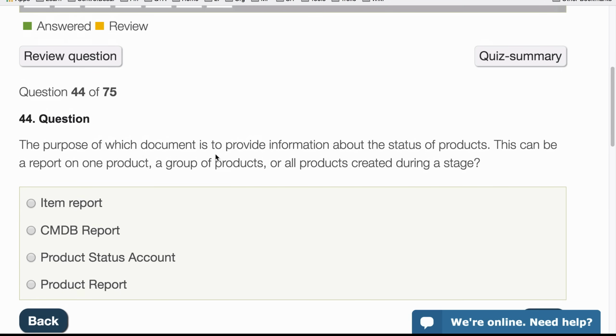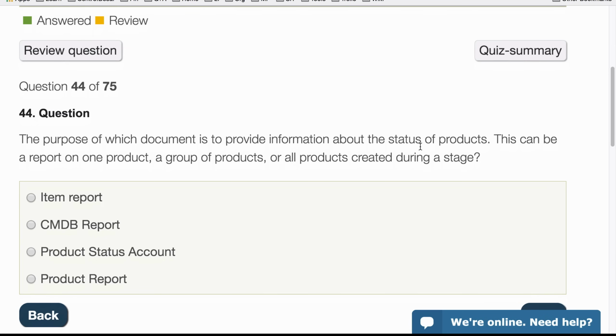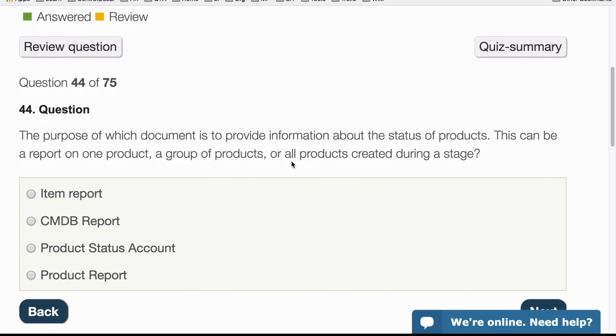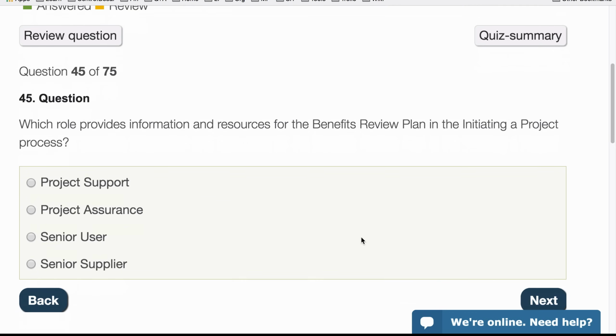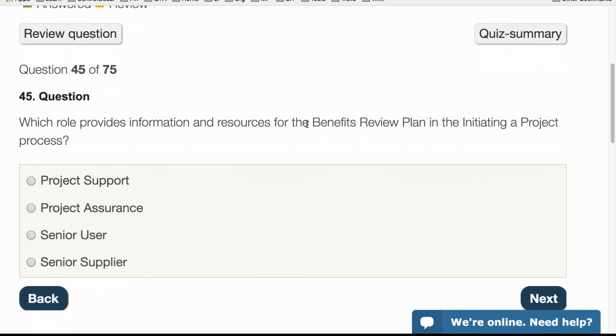The purpose of which document is to provide information about the status of the products? This can be a report on one product, a group of products, or all products created during a stage. First one is an item report. No, this is definitely not it. We don't have such a report. CMDB report, we don't really have a report called a CMDB report. The report coming from the CMD database is a product status account report. So that fits very well. And a product report, we don't have that either. So it's a product status account. Next question. Which role provides information and resources for the benefits review plan in the initiating project process?